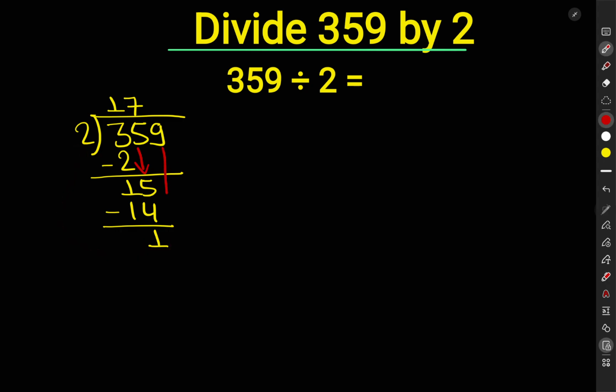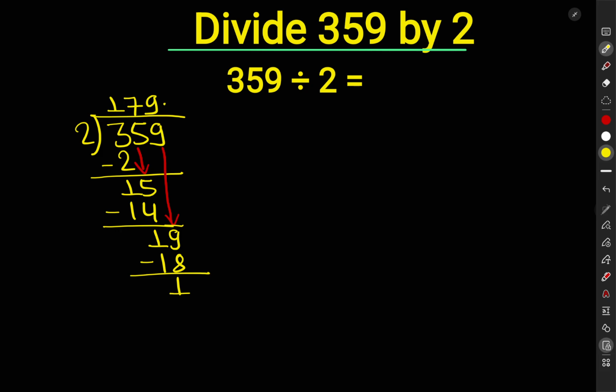So we put down the number beside this, 9. So now it is 19 and 2 times 9 means 18. On subtracting it is 1. So now this 1 is less than 2 and there is no other number beside.